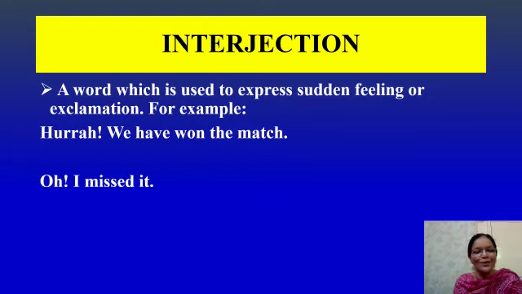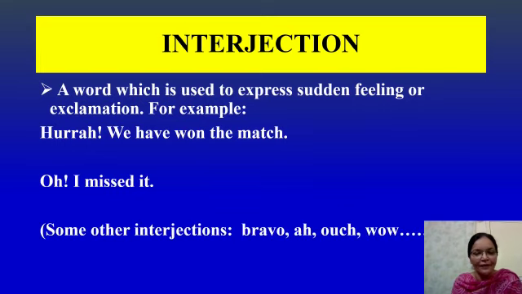One more sentence, oh, I missed it. In this sentence, the word oh is there as an interjection. There are some more interjections like bravo, ah, ouch, wow. So these interjections play an important role in communicating or giving words to our sudden emotions.